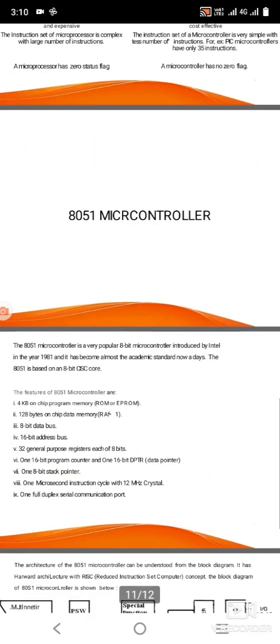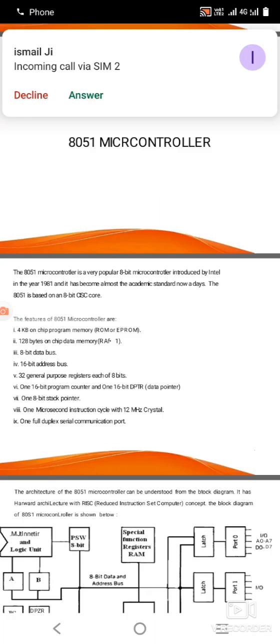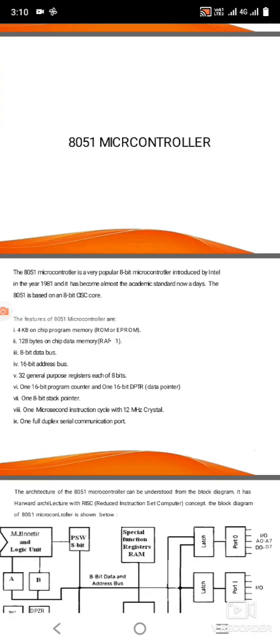Let us see the 8051 microcontroller. There are various types of controllers: the 8051 microcontroller, AVR, PIC and ARM. So the first type is the 8051 microcontroller.